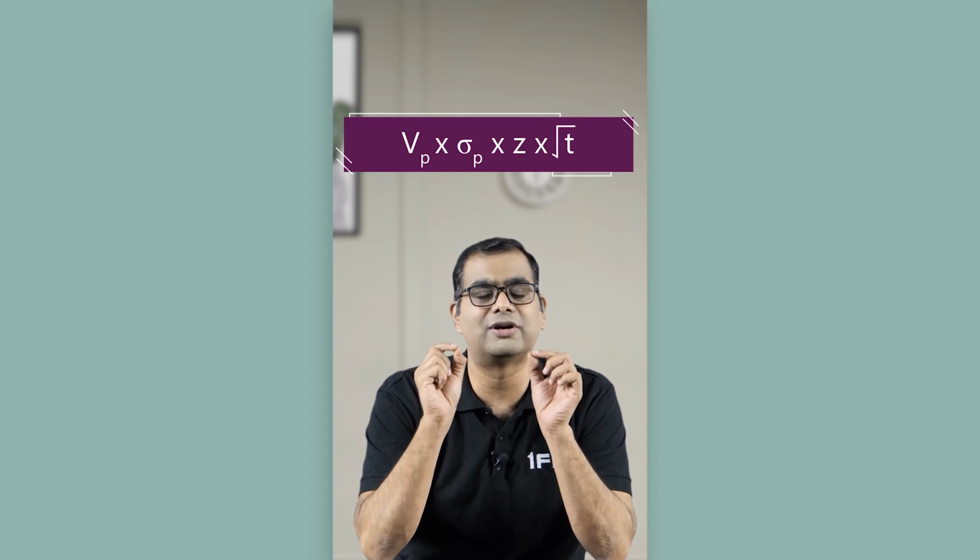So this is how you actually compute VAR, which is value at risk, which gives you the maximum possible loss for a given level of confidence or probability.